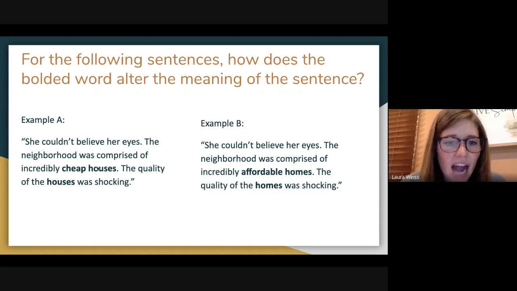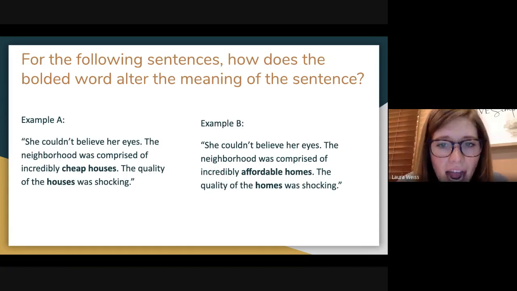She couldn't believe her eyes. The neighborhood was comprised of incredibly cheap houses. The quality of the houses was shocking. Okay, example A is saying these houses are cheap. They are cheap houses. Think about the feelings you get from the word cheap, things that are implied when you use the word cheap. Example B, think about how this sentence sounds different.